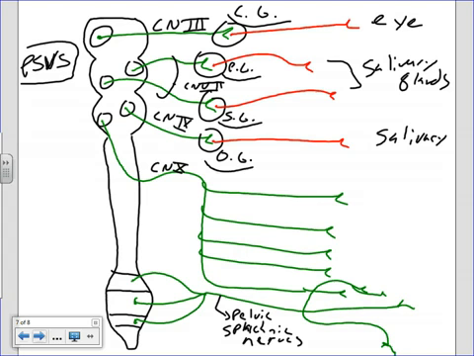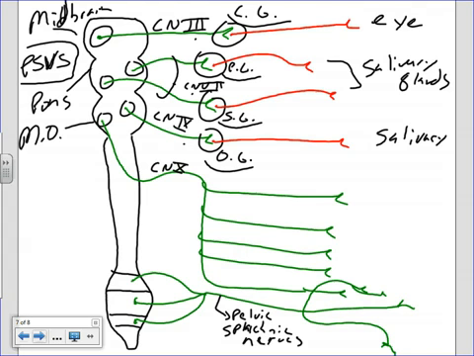Basically, parasympathetic innervation to the head comes from cranial nerve number 3, cranial nerve number 7, and cranial nerve number 9. By now you had better know what these cranial nerves are by their numbers. So that's parasympathetic innervation to the head. Here this would be the midbrain, this would be your pons, and this would be your medulla oblongata.